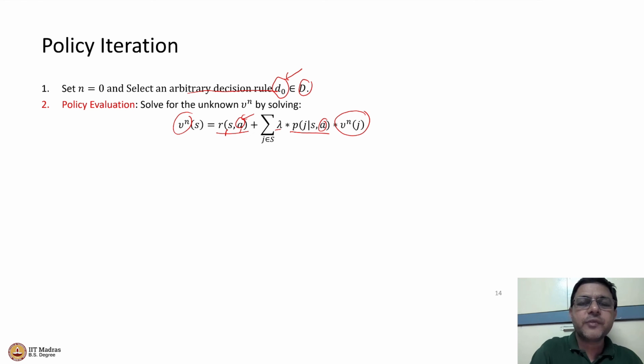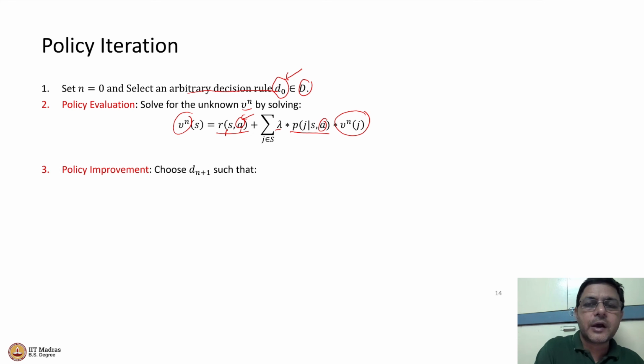So you solve this Vn and remember how many decision variables there are. When you say we have to solve for Vn, there are essentially 5 decision variables: Vn of 0, Vn of 1, Vn of 2, Vn of 3, Vn of 4. So 5 decision variables you solve for the given policy. Then you improve the policy.